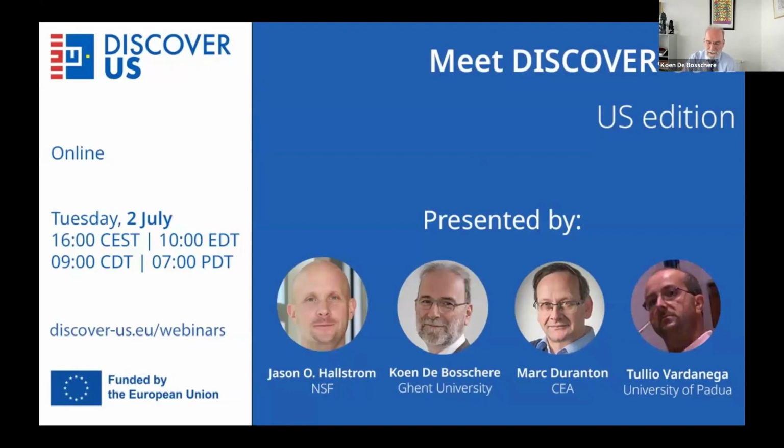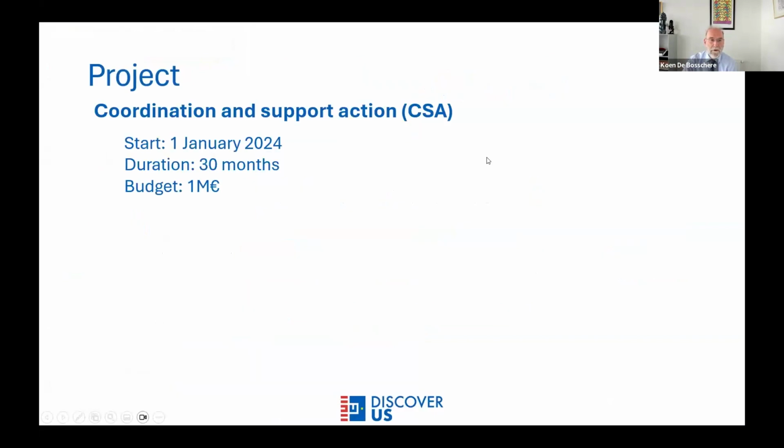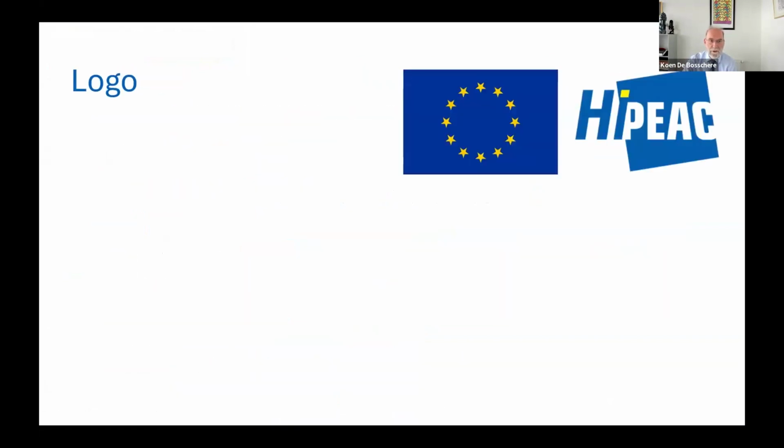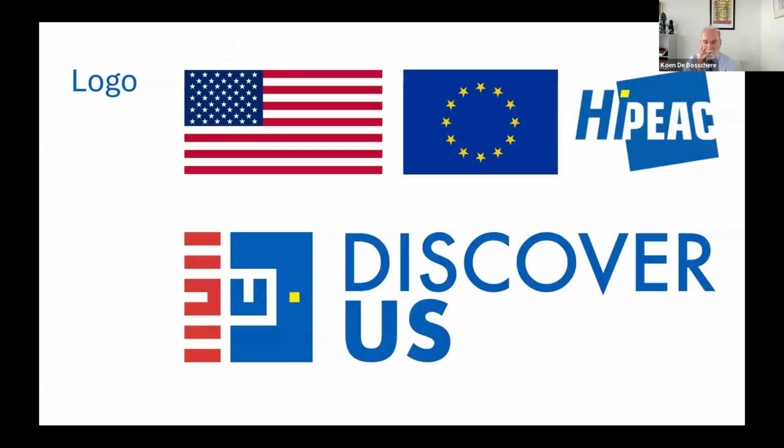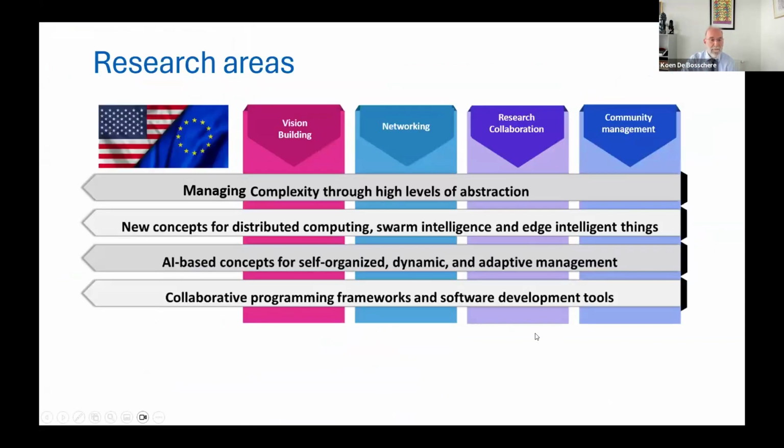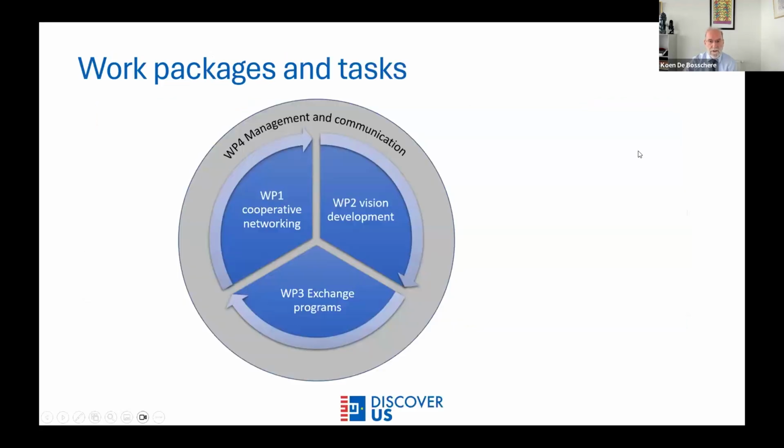So here you see the speakers of today. I will quickly run through them. So this is the project that you heard. This is the logo. So of course you were not seeing what I was talking about. So here you see the red stripes, the D and the U, and the yellow accent here, Discover Us. And here you see the 4 horizontal bars, with the 4 challenges and the 4 activities that we want to implement or are going to implement in this project.